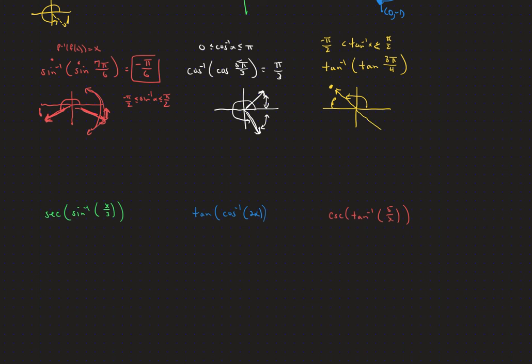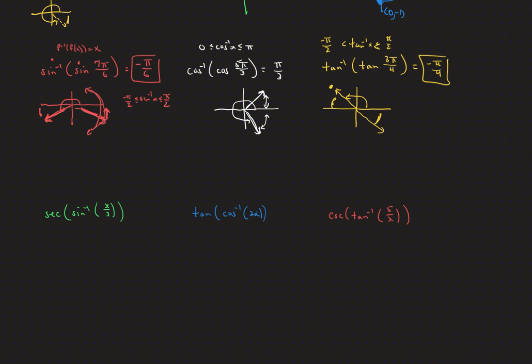It's also going to be negative in quadrant 4. So an equivalent angle for a tangent of 3 pi over 4 that's between negative pi over 2 and positive pi over 2 is going to be a negative pi over 4.